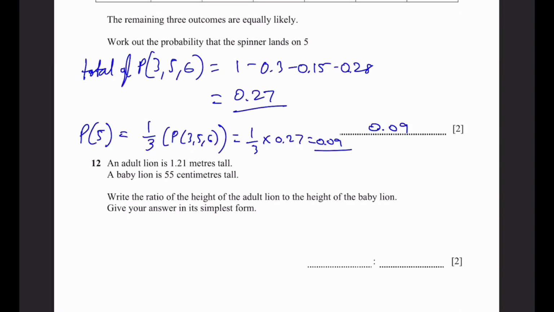An adult lion is 1.21 meters tall and a baby lion is 55 centimeters long. Write down the ratio of the height of the adult lion to the height of the baby lion. Give your answer in simplest form. 1.21 meters is equal to 121 centimeters. So that means the ratio equals 121 is to 55. That's equal to dividing by 11, 11 is to 5. That's the answer.